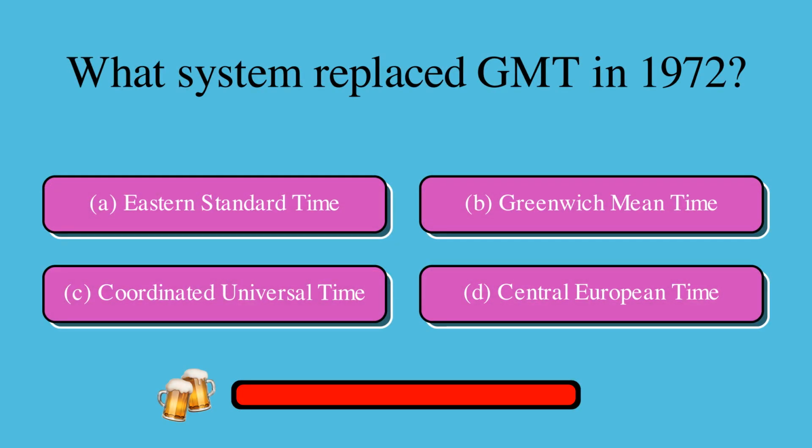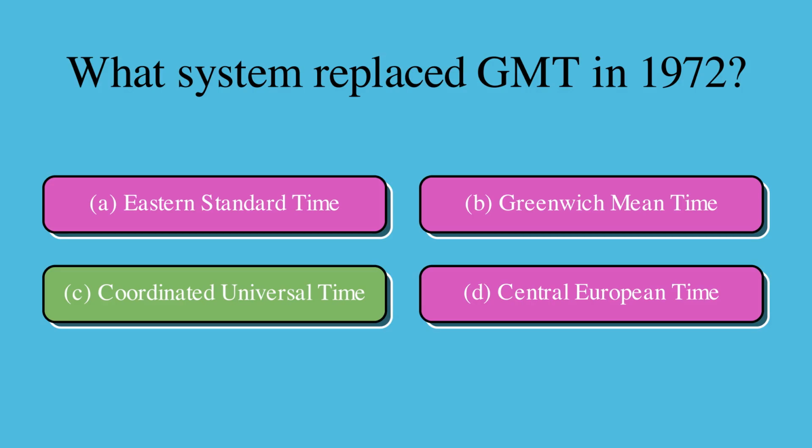What system replaced GMT in 1972? Is it A, Eastern Standard Time, B, Greenwich Mean Time, C, Coordinated Universal Time, or D, Central European Time? The correct answer is C, Coordinated Universal Time.